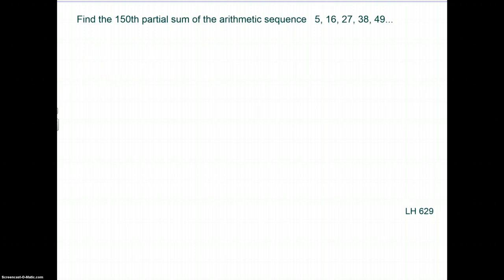Okay, and finally, I'm going to find the 150th partial sum of this sequence. Okay, so again, our formula is n over 2 times a sub 1 plus a sub, in this case, 150. I'll just call it n, where n equals 150. We need to know the 150th term. So let's fall back to our old standby formula.